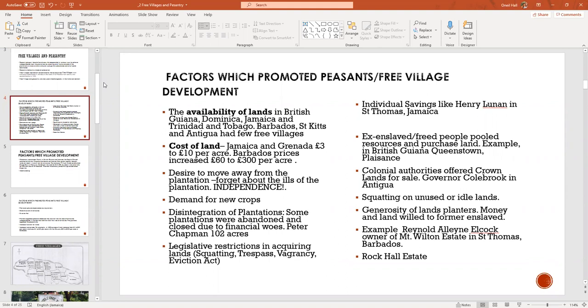People had a desire to move away from the plantation. The demand for new crops, and you give examples of those new crops, and why there's a demand for the new crops. The disintegration of the plantation and also legislative restriction. So they are going to put in place rules, right? They are going to put in place rules to restrict enslaved people from owning lands.